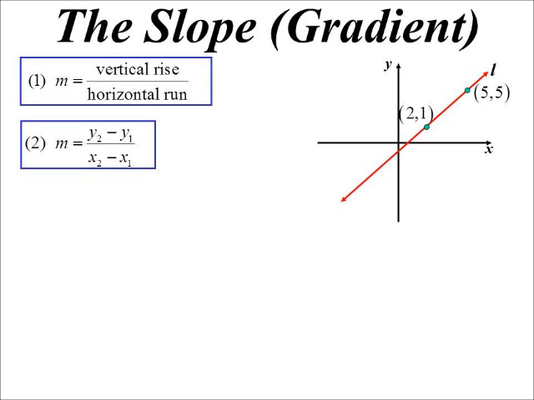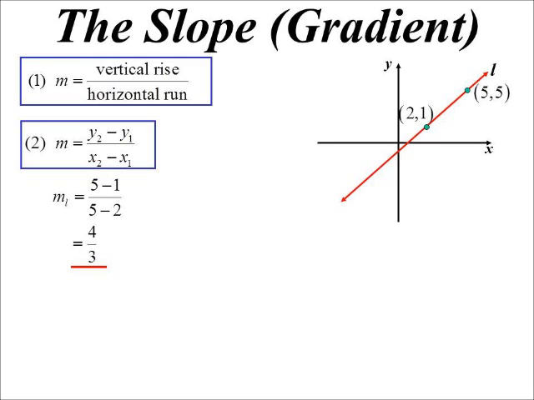Now, unlike the distance formula, the order is important. In the distance formula, it didn't matter because we ended up squaring. So we always end up with a positive answer. But in this case, we must keep it in the same order. So whichever point we have chosen to be y2, then its corresponding x coordinate must be x2. So subbing in 5 minus 1 over 5 minus 2, we have a slope of 4/3.